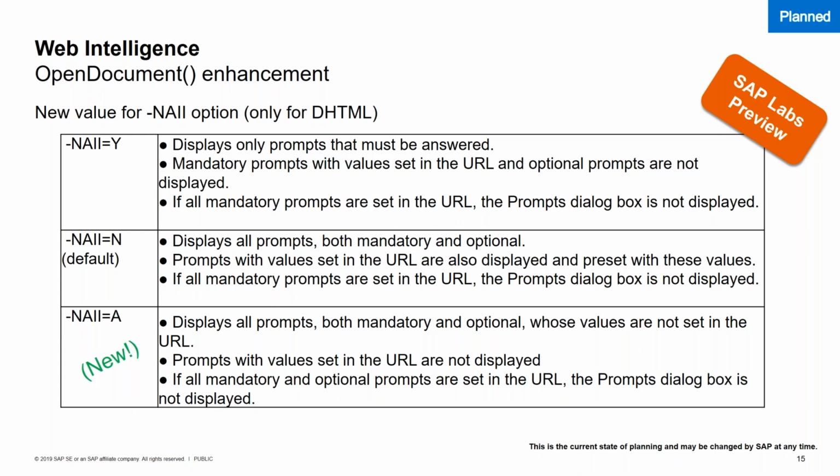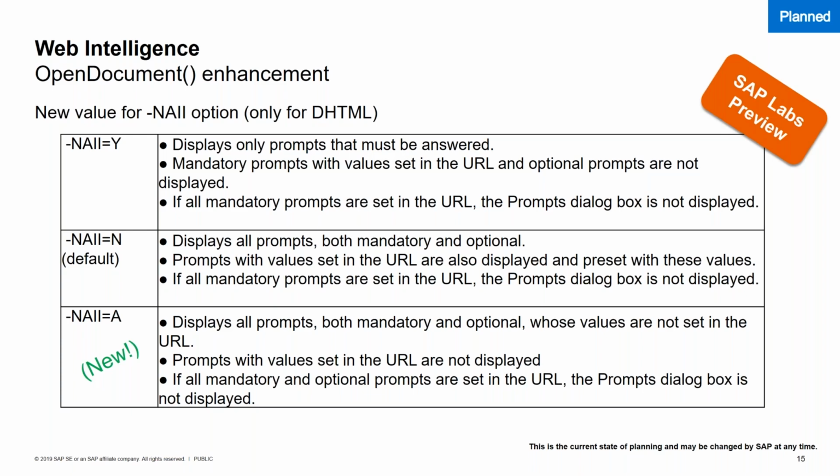There is a default behavior, which is NAII equal N, which will display all the prompts, both the mandatory and optional prompts. Pretty useful when you consume and create an open document on top of a web document based on the BEX query. The prompts with values set in the URL are also displayed. And if all mandatory prompts are set in the URL, the prompt dialog box is not displayed. That's the default behavior. The new behavior is NAII equal A.